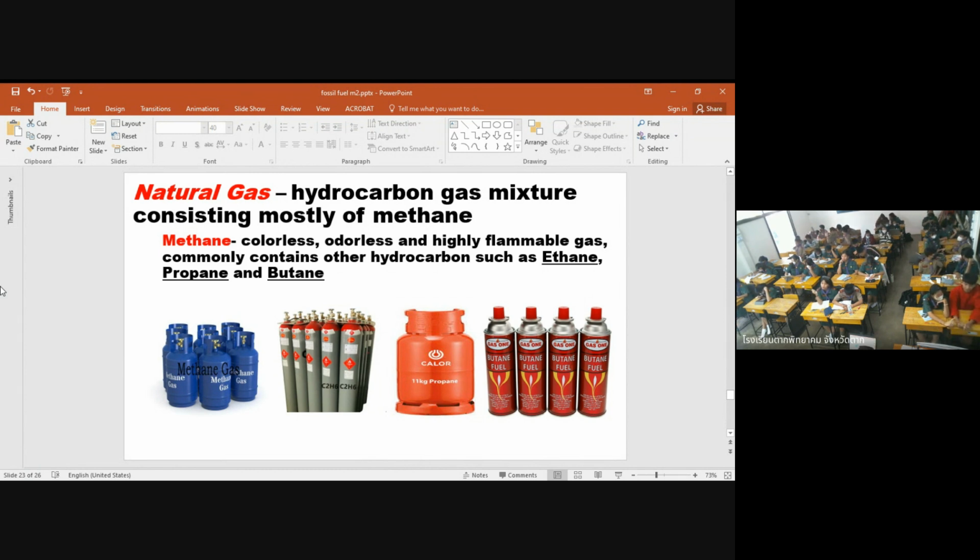Again, it has no smell, it is odorless. When we say colorless, it means they don't have color. And of course, this is a highly flammable gas. It's also a very dangerous type of gas.